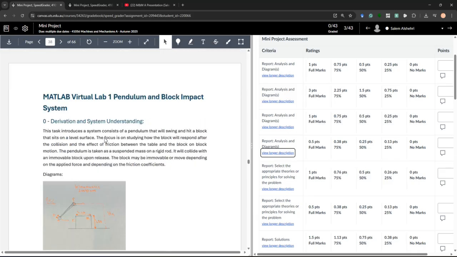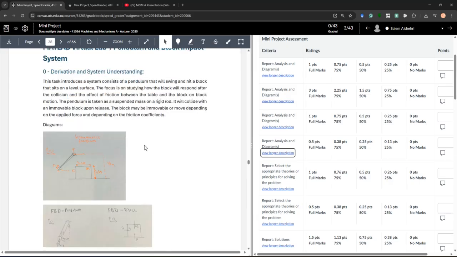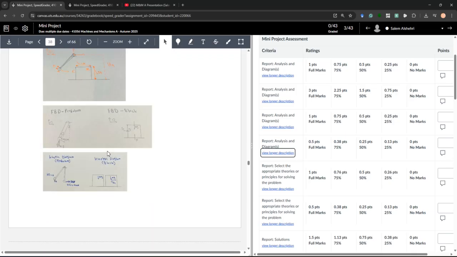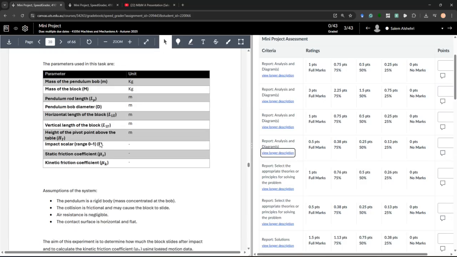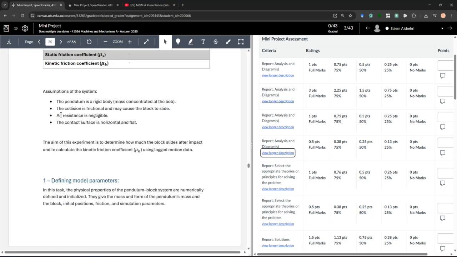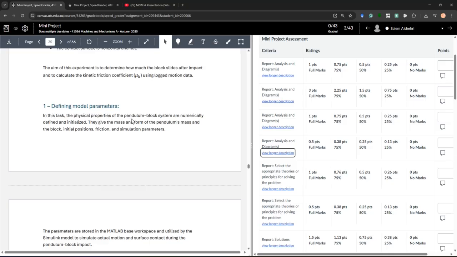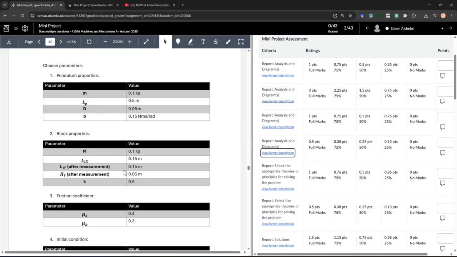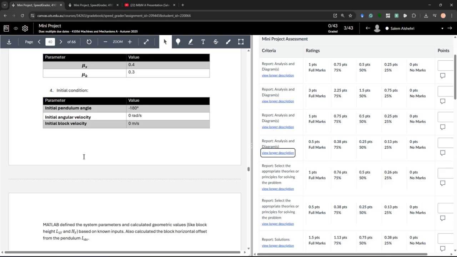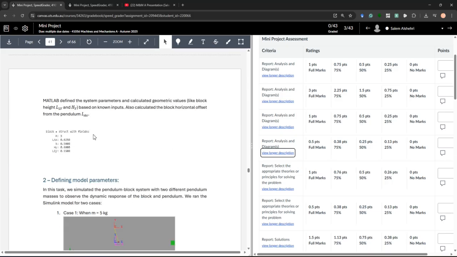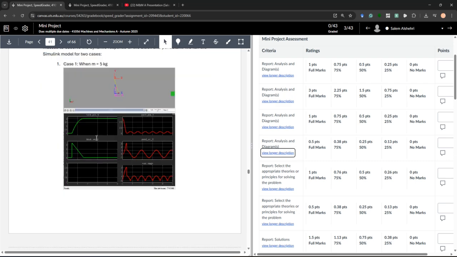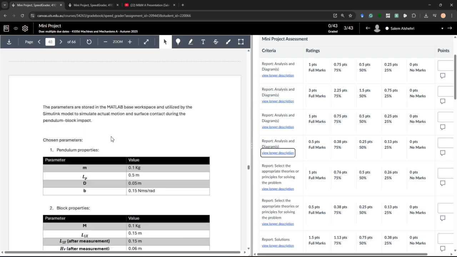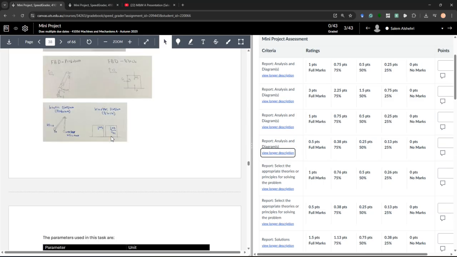So let's go back and see the virtual lab number 1. Once again, he did the free body diagrams by hand, which is good. Okay, explain the scenario. I would like to see if he did the last part. The parameters have been explained. The definition of the model parameters, the pendulum properties, the block properties, the friction coefficient, the initial conditions, the results with the MATLAB, defining the model parameters. Just want to check something.